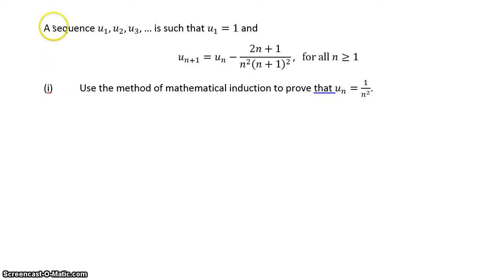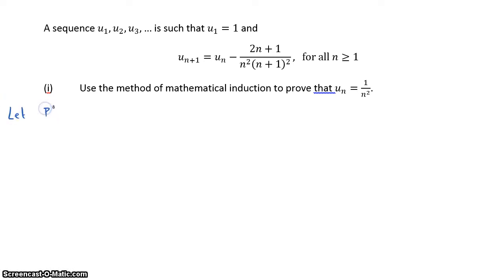Question 10 is a really interesting question. So we start with a sequence u1, u2, u3 all the way up to u infinity, where u1 is equal to 1, and the next term is defined by the previous term minus this expression over here. And the first part wants us to use mathematical induction to prove that un is equal to this. So you guys should be quite pro at mathematical induction now. I think you know what you need to do.